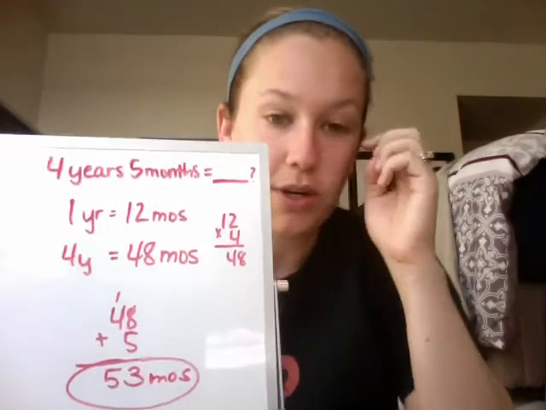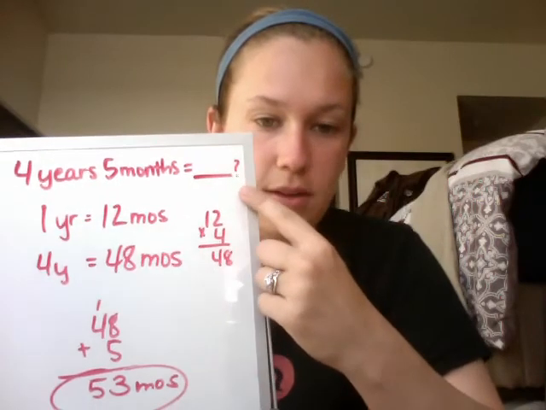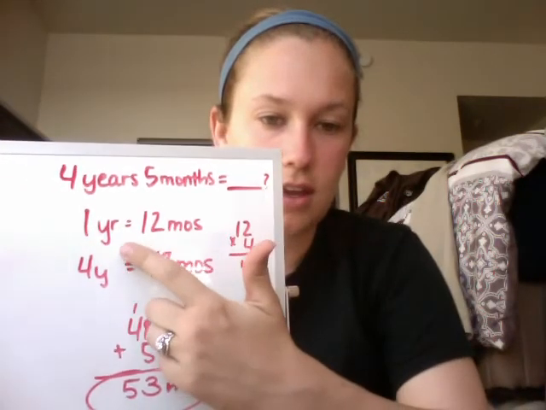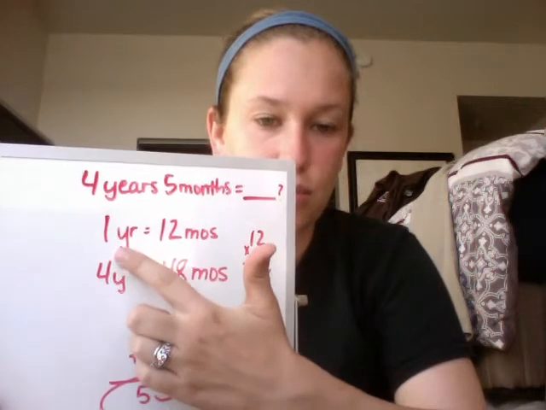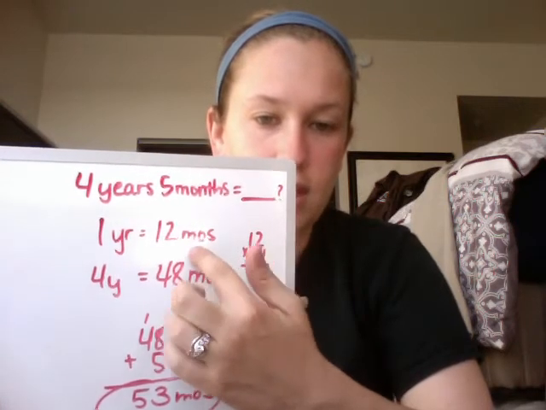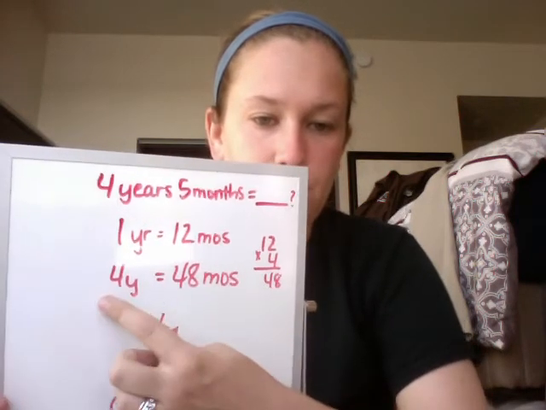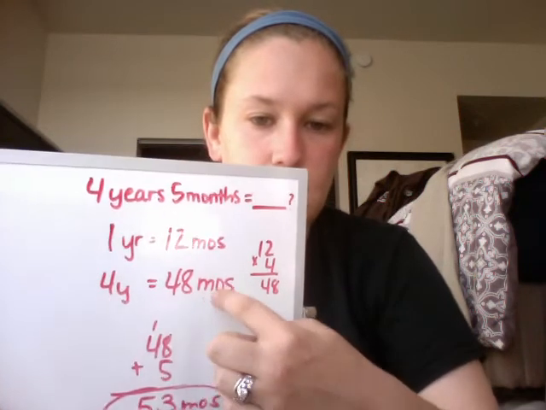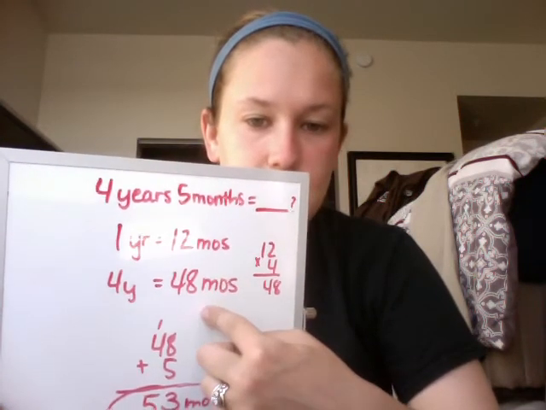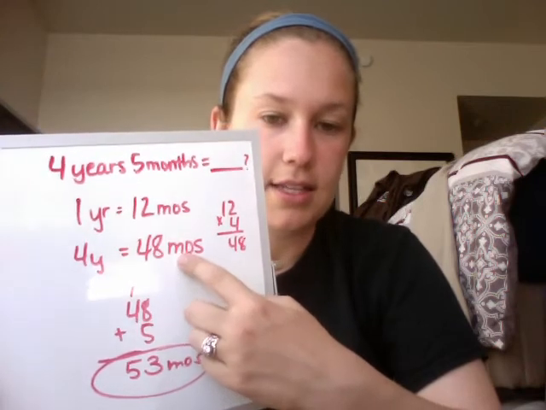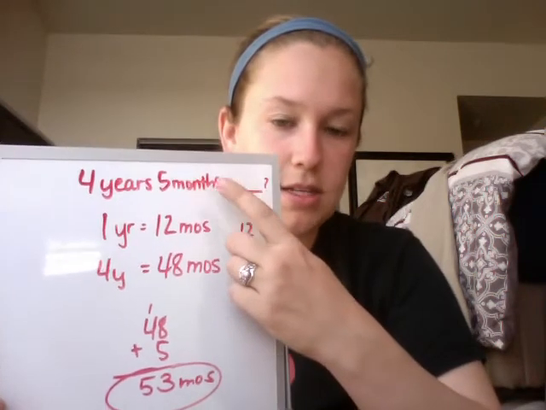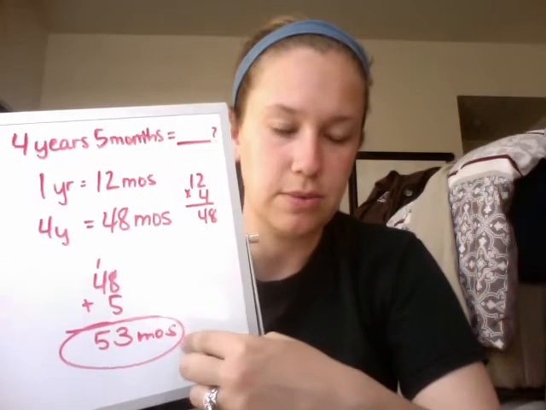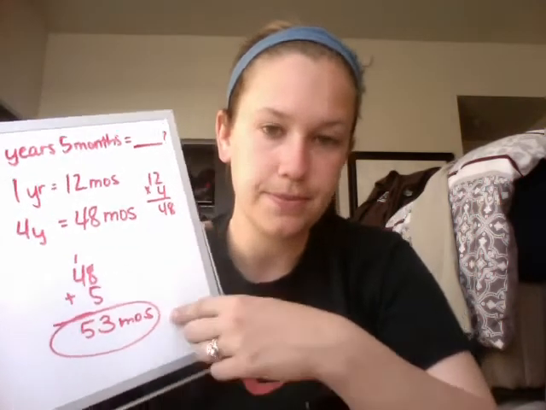To figure out 4 years and 5 months in just months, first I have to think how many months are in 1 year, 12. Then I'm going to multiply 12 by 4, which is 48. And then I need to add that back to my 5 months, which gives me 53 months.